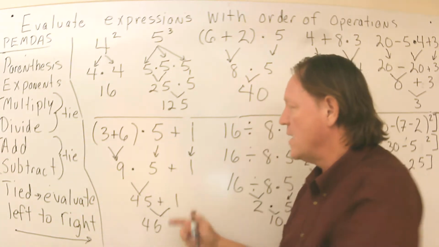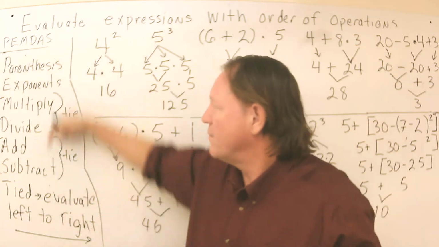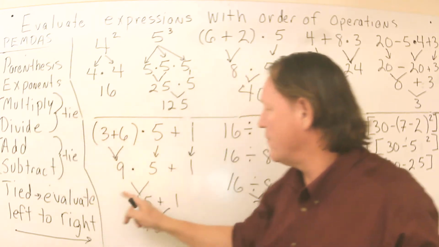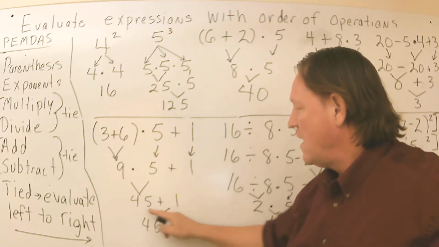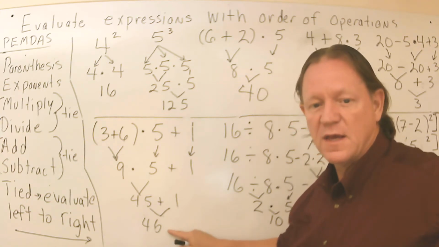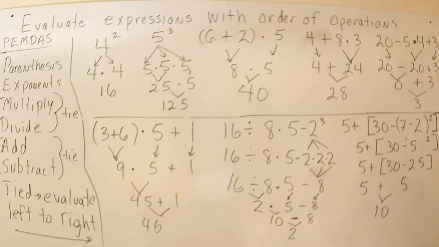Now, the operations are multiply and add. Well, multiply is to be done before addition, so we'll go ahead and multiply. 9 times 5 is 45. We're bringing down the 1, and 45 plus 1 gives us the answer of 46. So that is the evaluated expression.